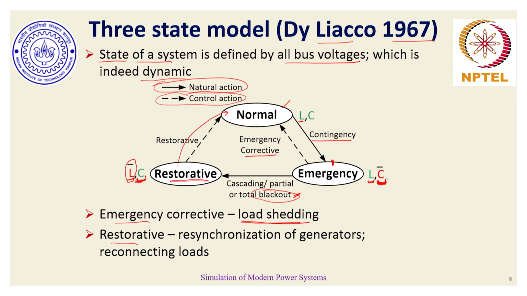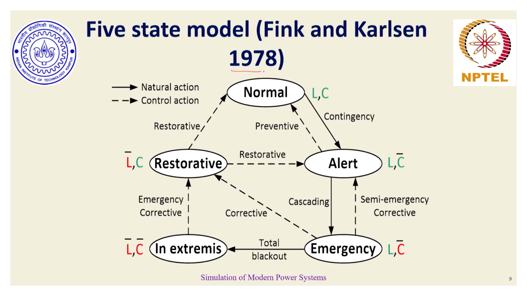The only problem was, in 1978, Fink and Carlson modified this three-state model to explicitly bring in the blackout state, which is called the in extremis state, and also bring in another intermediate state known as the alert state. There is a reason why these two were brought out. So, let me explain those one by one.